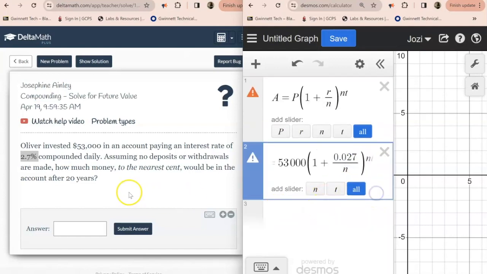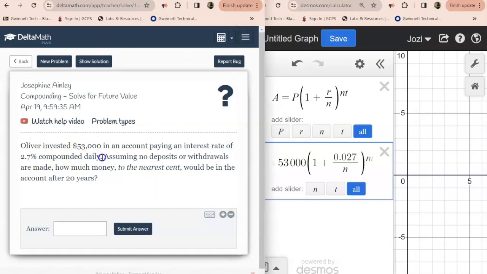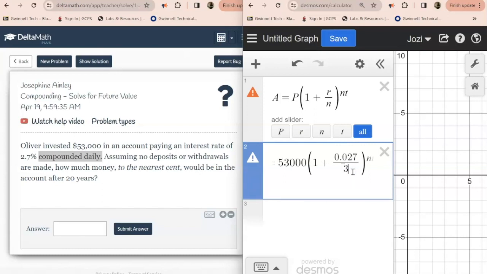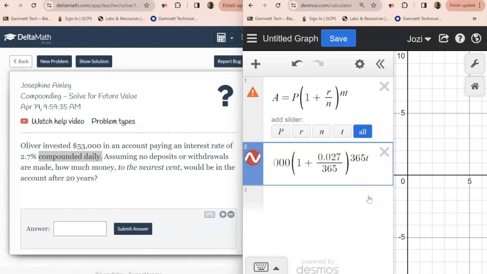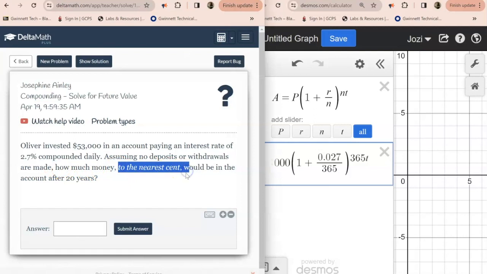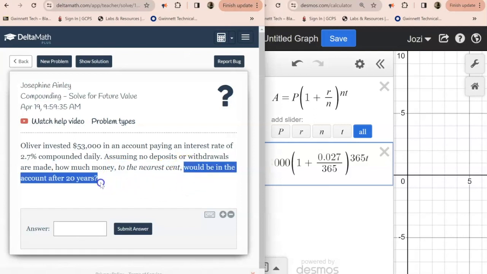All right. Compounded daily. So how many days are there in a year? 365. So this is N, 365. And you have two of those, so you're going to go up here as well and do 365. All right, assuming no deposits or withdrawals were made, how much money to the nearest cent, so I need two numbers after the decimal, would be in the account after 20 years.